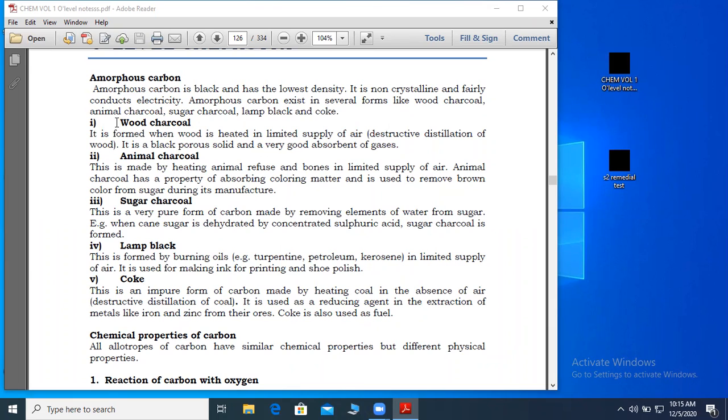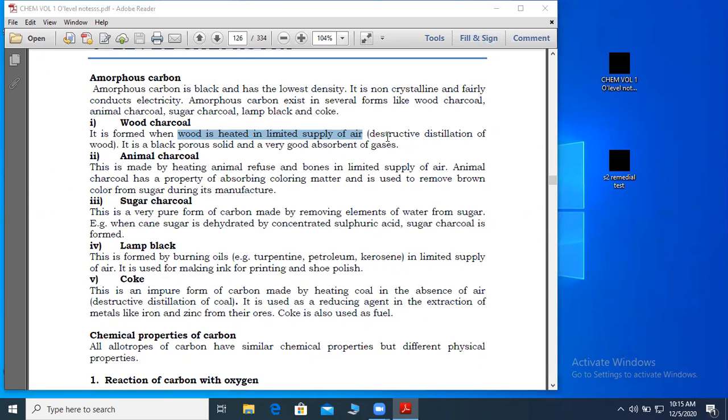Your answer should now be mature. It is used as fuel. Wood charcoal can be used as fuel. Now, it is formed when wood is heated in limited supply of air. That means if you heat that in excess air, even the charcoal is going to continue burning and it will form ash. That's why we say it is formed when wood is heated in limited supply of air.